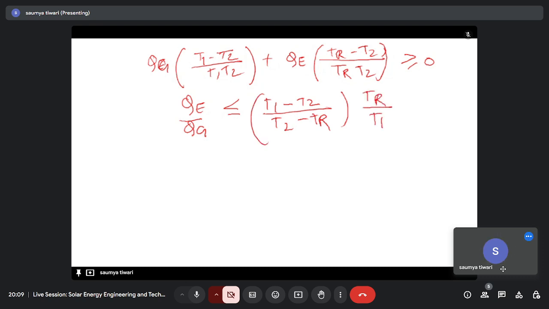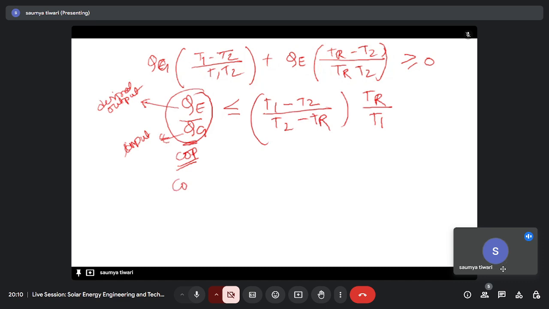So what does this Qe by Qg represent? Qe is your desired output, that was to cool the particular region. And Qg is your input to the system, given from the source in the generator. So this is your input energy, and this is actually your COP, coefficient of performance.